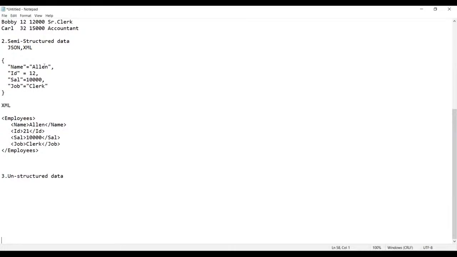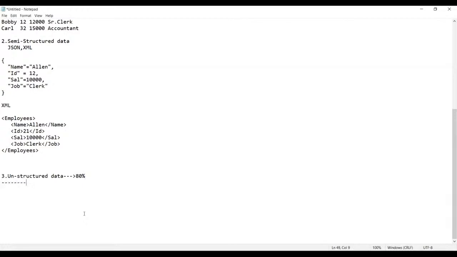But the drawback is that 80% of the data collected in the big data environment will be unstructured only. Only 20% will be structured and semi-structured. Getting my point, all of you? Yes, sir. So this is the types of data we have.